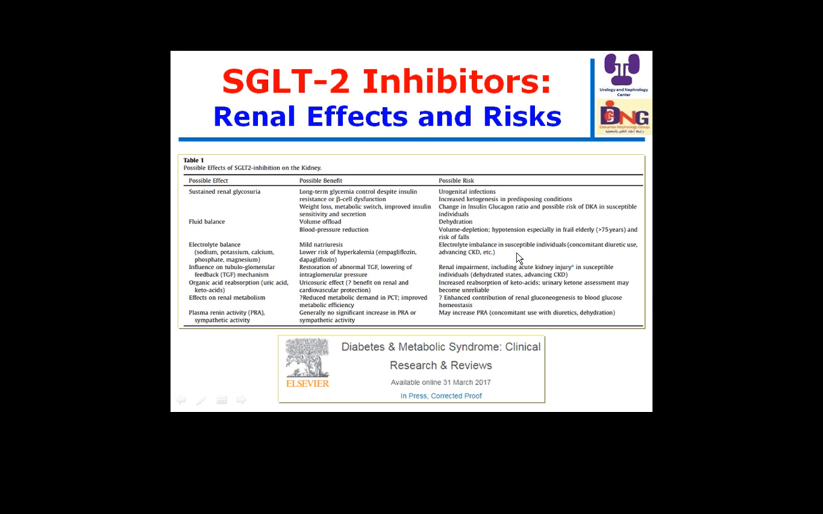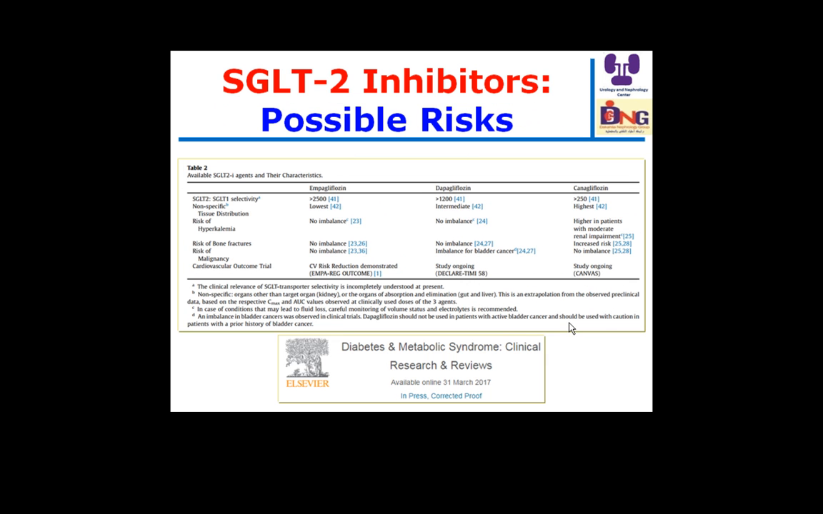Electrolyte imbalance in susceptible individuals; concomitant diuretic use will increase this risk. Renal impairment, including acute kidney injury in susceptible individuals, dehydrated state, advanced chronic kidney disease. Regarding the renal effect, there is enhanced contribution of renal gluconeogenesis to blood glucose homeostasis, and it may increase plasma renin activity. Concomitant use with diuretics and dehydration increases risk. So we should keep in mind all these risk factors.